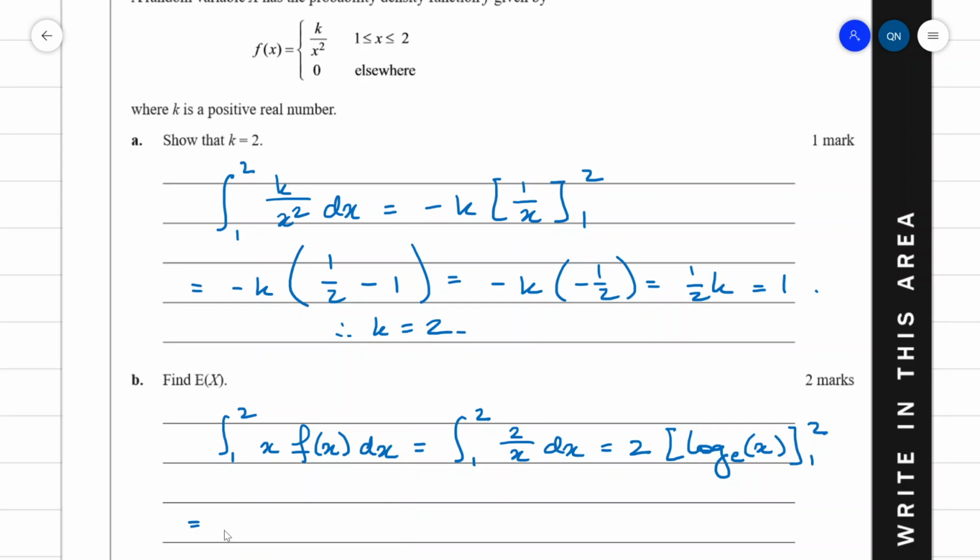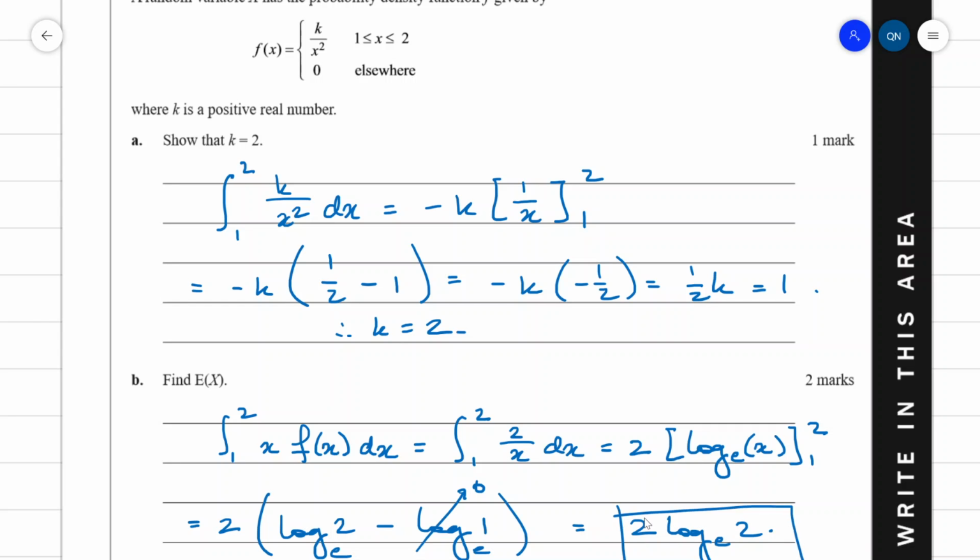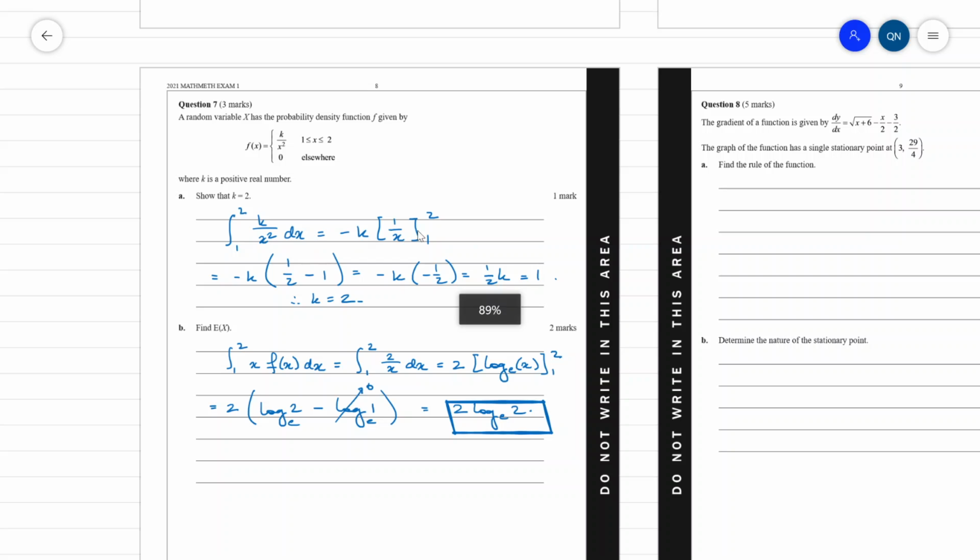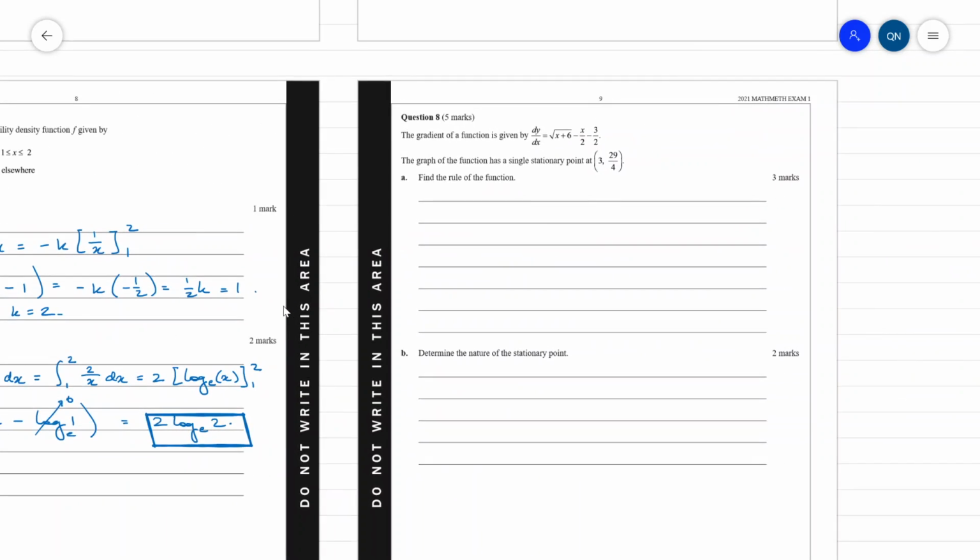Then we just plug numbers in, so this is 2 log of 2, and then minus log of 1. But log of 1 is precisely equal to 0. So therefore, I keep forgetting to put e's down here. So therefore, it's just going to be 2 log e of 2. We'll take that as the answer. Is that all for question 7? Perfect. So we got question 8 now.